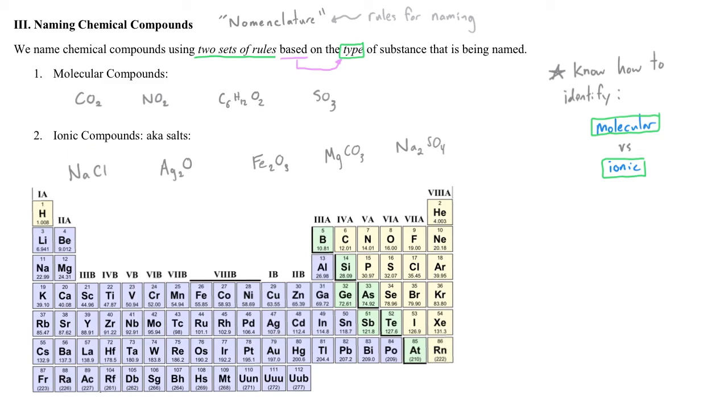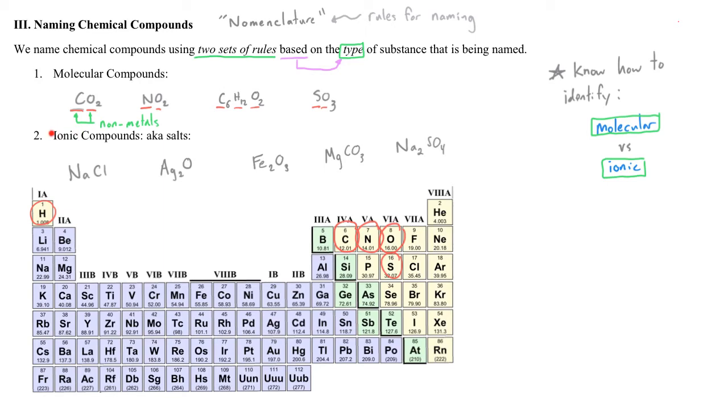Well, notice the different types of elements that we have in molecular compounds. In molecular compounds, notice that we have all non-metals in the formula. Carbon is a nonmetal, oxygen is a nonmetal. Nitrogen and oxygen are also both nonmetals. In glucose, we have a bunch of nonmetals. We've got carbon, hydrogen, and oxygen. Sulfur trioxide, that's also a formula that has all nonmetals, sulfur and oxygen.